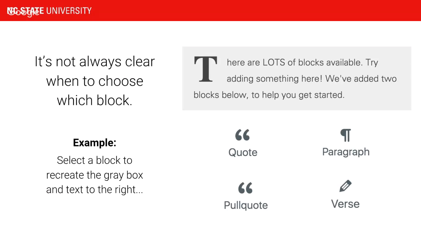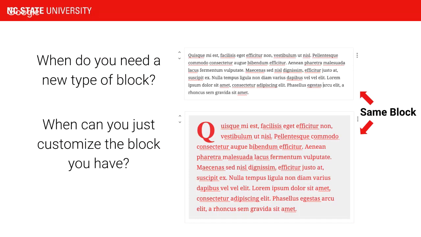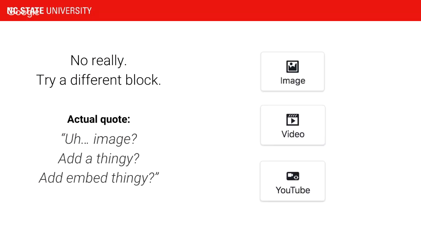And there are some blocks that are confusing, like the difference between a quote and a pull quote. That's a little bit confusing. And yeah, so when do you need each type of block? When can you just customize the block? It's not always clear. So yeah, there are another two paragraph blocks, obviously very different from each other in the way they look, but still customized with those block settings.